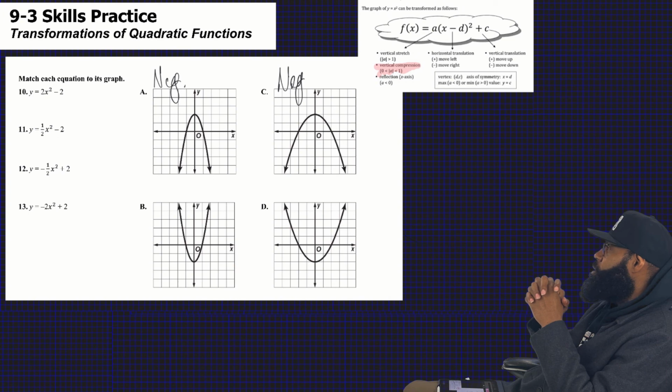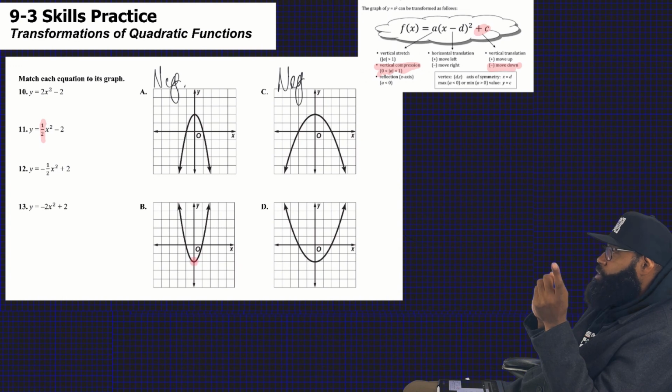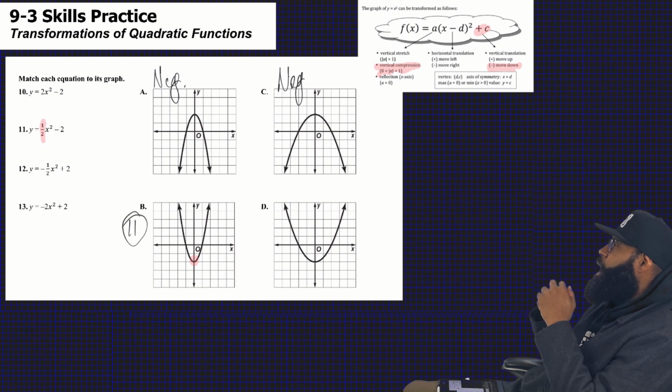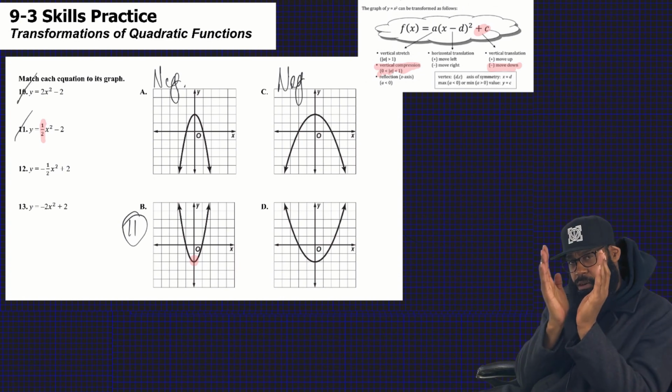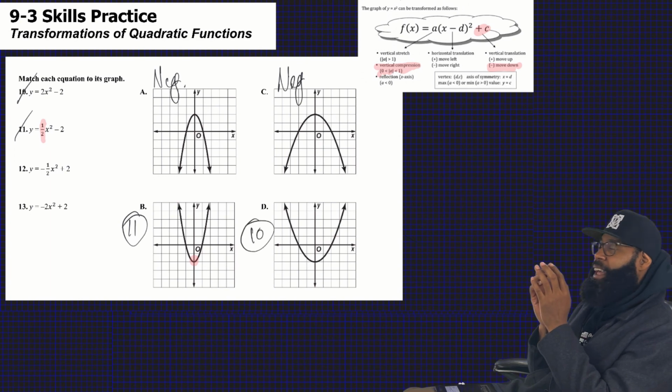And what else do we know? Well, there it is. 1/2. That's compression. No, not worried about compression right now. But there's 2 of them that are fractions, 11 and 12. One of them's positive, one of them's negative. And then the plus C, right? So with the plus C, one of them says -2, the other one says -2, and another one is +2 and +2. So number 11, again, compressed to make the U skinnier, right? And it moved down 2.